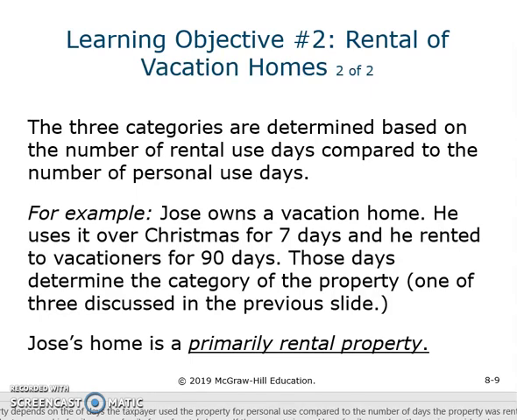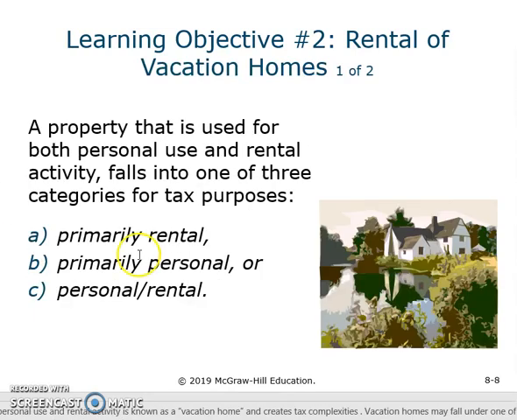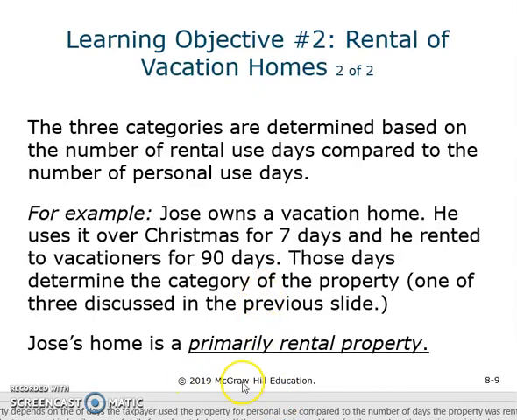The three categories are determined based on the number of rental days compared to the number of personal days of use. For example, we have Jose, who owns a vacation home. He uses it over Christmas for 7 days, and he rents it to vacationers for 90 days. Those days determine the category of the property, as one of the three that were discussed on that last slide. In this case, Jose's home is primary rental property because he only used it for 7 days out of the year, and he rented it to vacationers for 90.